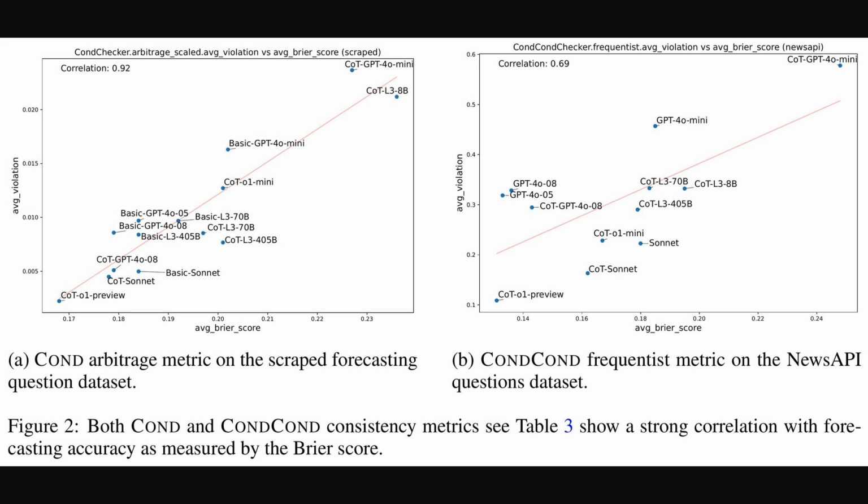Alright, and Figure 2 really highlights those strong correlations we saw in the table for COND and COND. You see plot A. That's the COND arbitrage metric versus Brier score on scraped data, a super tight 0.92 correlation. Then plot B shows the COND frequentist metric on news API data, again, a clear positive trend. These visuals really emphasize how well these specific conditional probability checks predict the actual accuracy of the models.